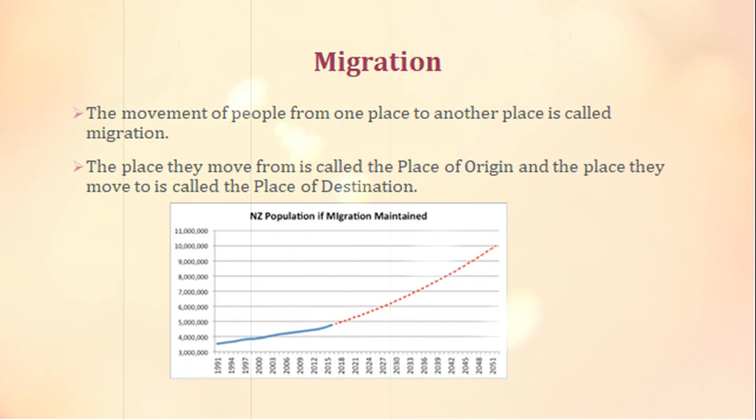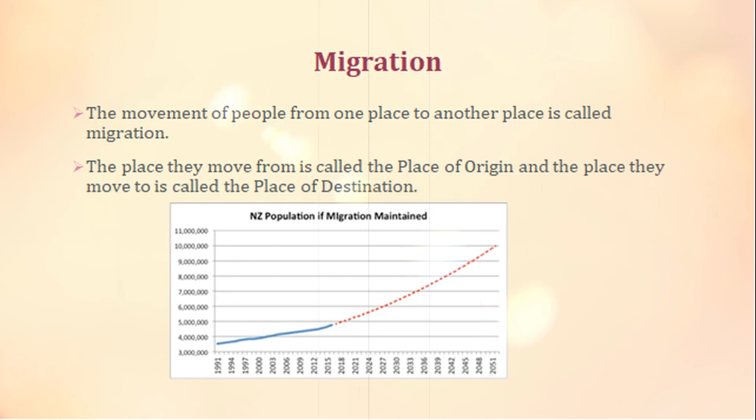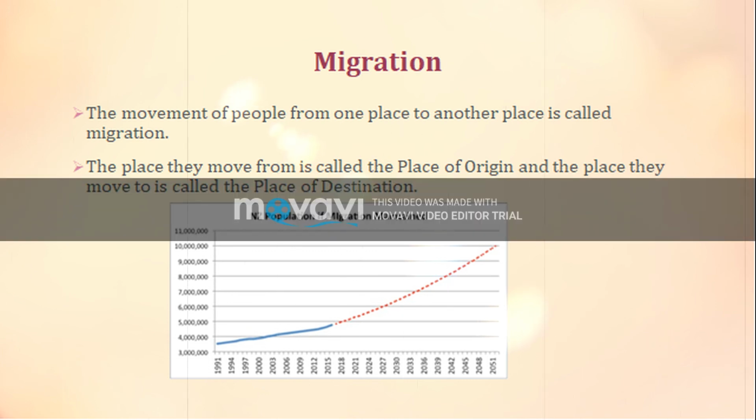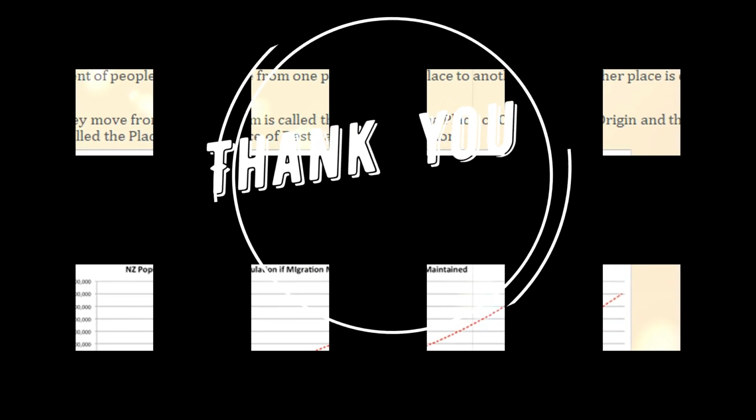Next is migration. The movement of people from one place to another place is called migration. The place they move from is called the place of origin, and the place they move to is called the place of destination. It plays a significant role in the population. An increase in in-migration can result in high population growth in the country. For example, New Zealand. In New Zealand, the natural growth of population is low, but the actual population growth is high due to the in-migration of people from Asian and other continents.